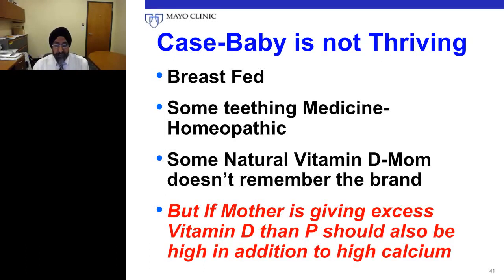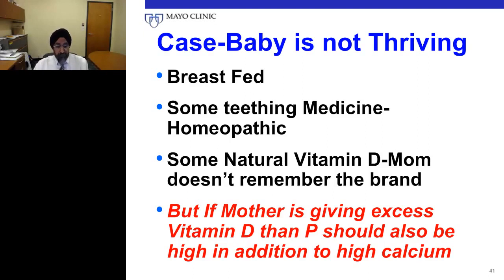On probing the history of this child, this particular child was being breastfed, and mother was giving some teething medicine in the homeopathic group of medicines. Mother was also giving some form of vitamin D, and she could not remember the brand of the vitamin D at that time. Because the calcium was high and mother was giving some kind of vitamin D, there was a concern that maybe this particular child has a vitamin D toxicity.